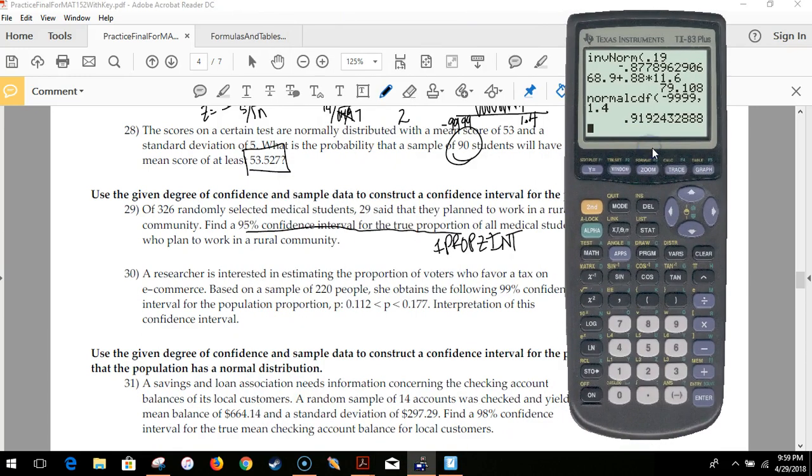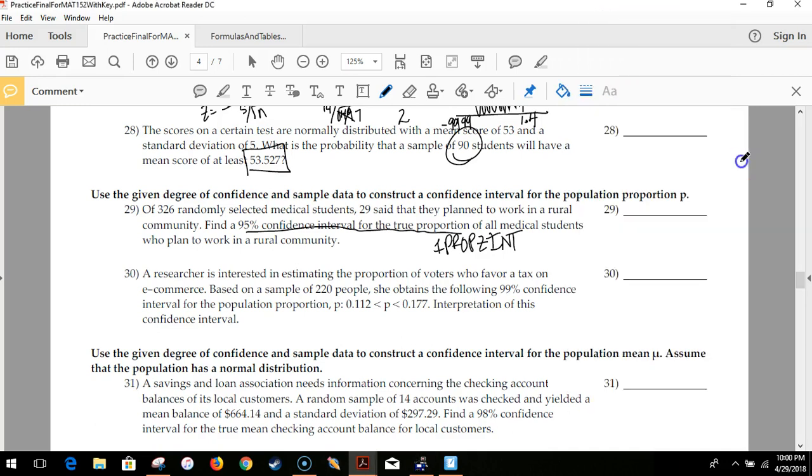All of our formulas and programs for confidence intervals and hypothesis testing will be in stat over in tests. Tests come first, so I'm going to need to scoot down so I can find a 1 prop z int, right? And for me, it's A. And I had 29 of the 326 say that they're going to work in a rural area, and I want a 95%. That's my C level. And it should come up pretty quickly. So 058, that should be a 1, 2, 058, and a 0.12.